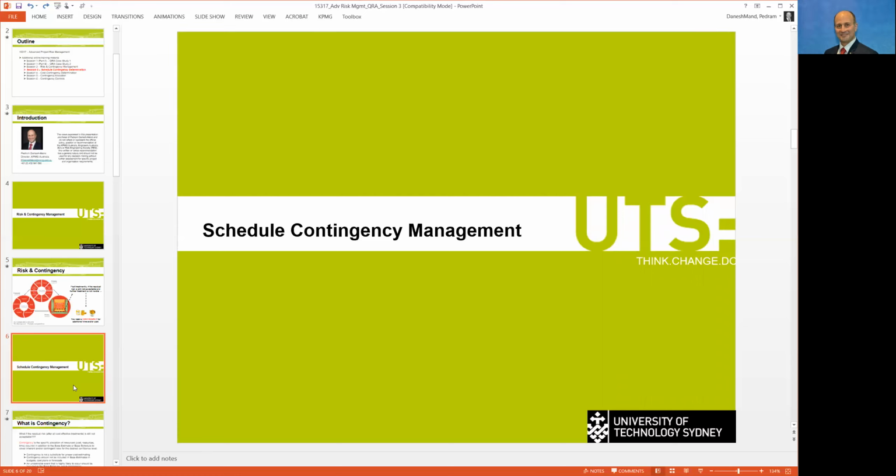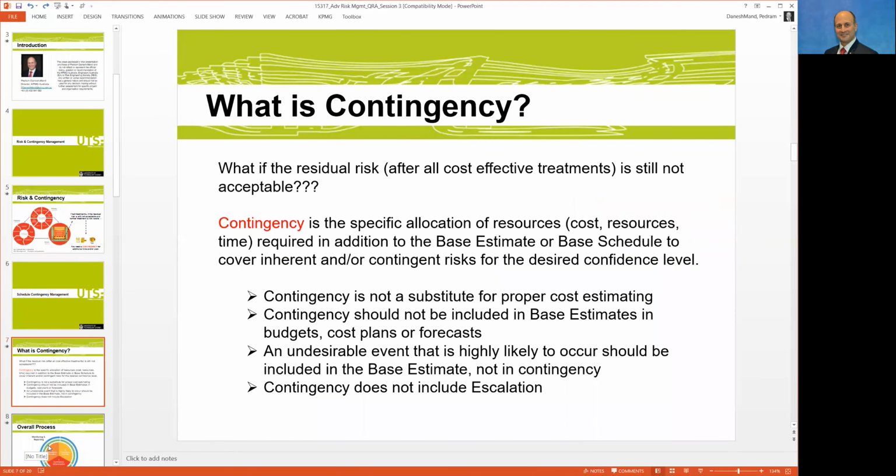If you haven't done the contingency management session, I suggest that you watch the other session and make sure that you read the full material. But this is the second part, which is how we do the schedule contingency, and how we calculate that. But just before that, to formally define it, contingency is the specific allocation of resources. It might be cost, it might be resources, or it might be time required in addition to the baseline estimate, base estimate or base schedule, to cover for the risk.